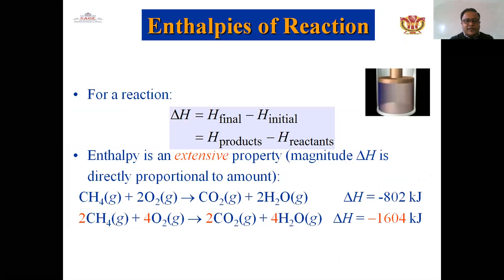Enthalpy of reaction is represented by the mathematical expression change of enthalpy, final enthalpy minus initial enthalpy. That means the enthalpy of the products, the final enthalpy, minus the enthalpy of the reactants. And enthalpy is an extensive property; the magnitude of the change of enthalpy is directly proportional to the amount. This is the mathematical expression representing the chemical equation, where the change can be obtained in this manner. Here minus 1604 kilojoules is obtained from the chemical equation.